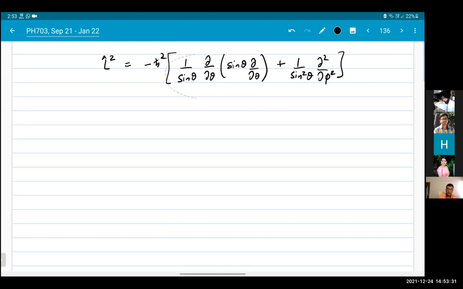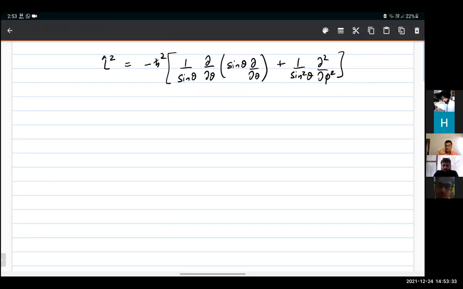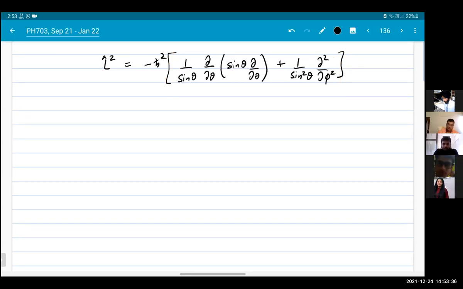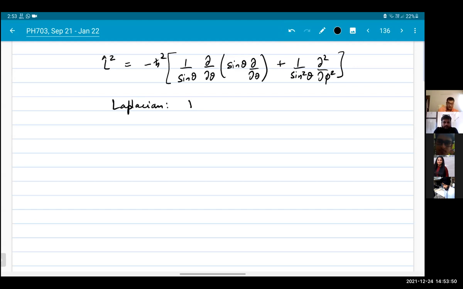So this expression looks similar to something that you might have encountered before, which is what? Well, you remember that there is something called the Laplacian, del square. What is this operator? d x square plus d y square plus d z square, which I can also write like this, del dot del.